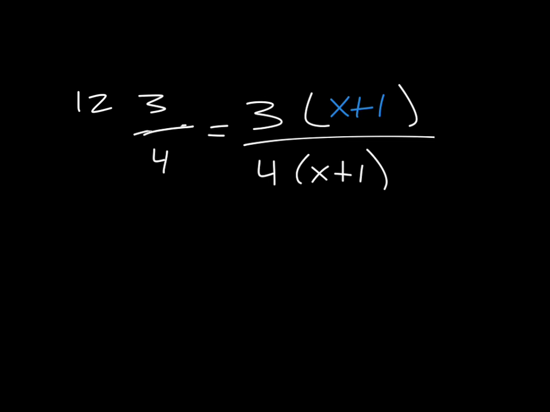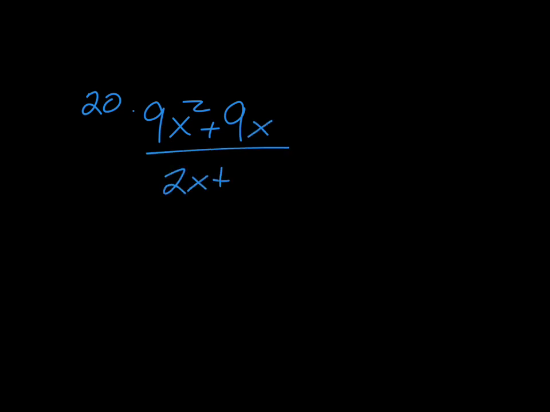All right, so then let's jump down to 20, and we're just going to go through those steps that I had, okay? All right, so 20, 9x squared, 9x, 2x plus 2. All right, now, the very, very, very most important part of this set of steps is that you must factor first.